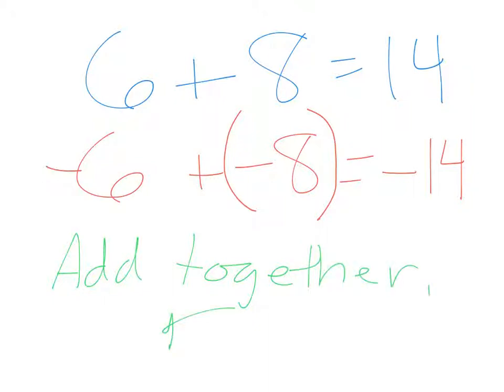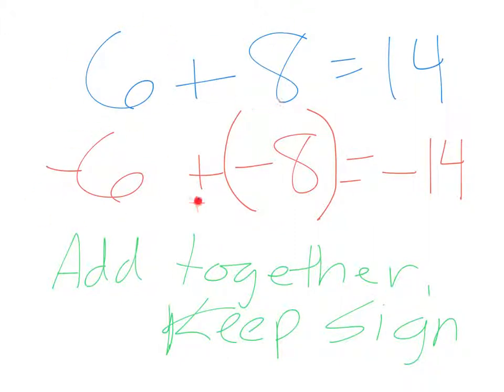Add together, and keep the sign. That's our rule for integers with the exact same sign. As you can see here, I'm adding together two positives at the top and then two negatives at the bottom. They have to have the same sign in order to follow this rule. We just add them together like we always do, but keep the sign in the problem.